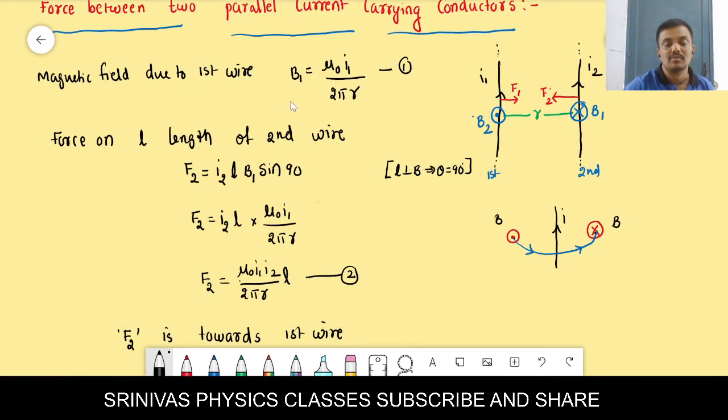Next, in the same manner, we have to derive the formula for the force on the first wire also. First we have to find the magnetic field due to the second wire. This is the second wire. Due to the second wire, we have to write the magnetic field B2. The second wire generates the magnetic field B2, and the first wire is in the magnetic field of the second wire, that's why force will act on the first wire. That force formula we have to derive.